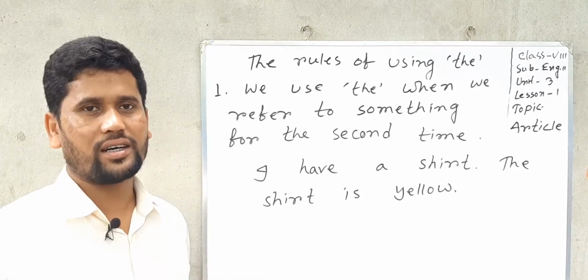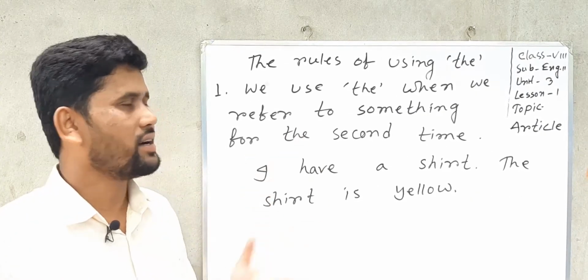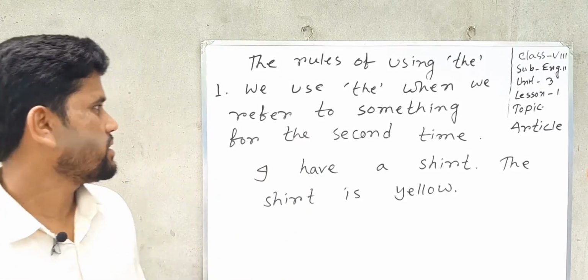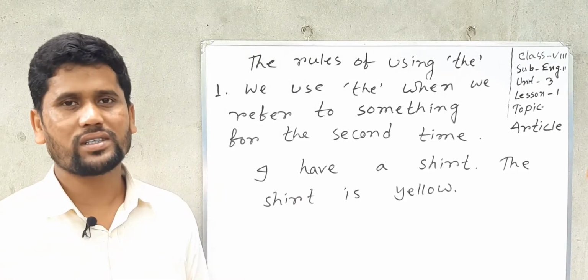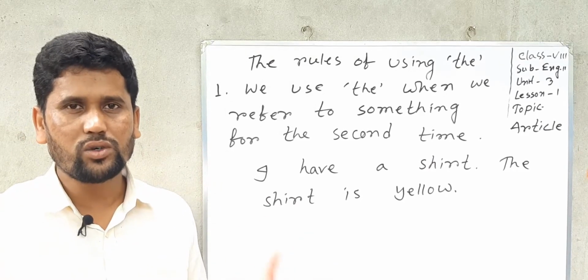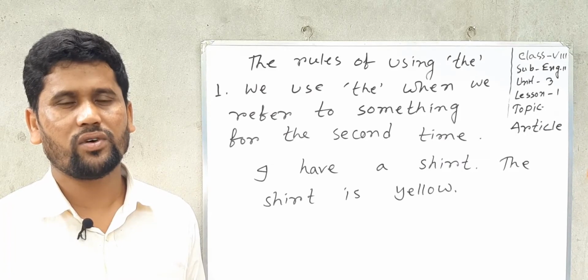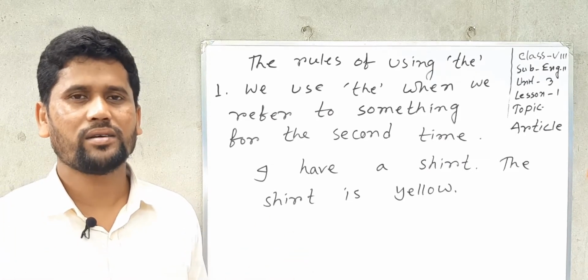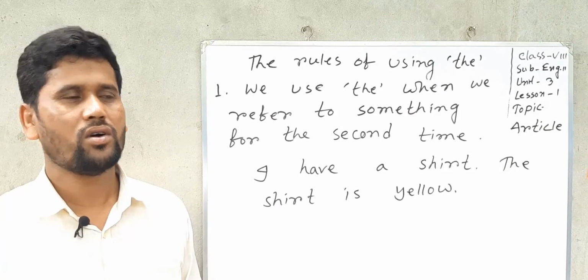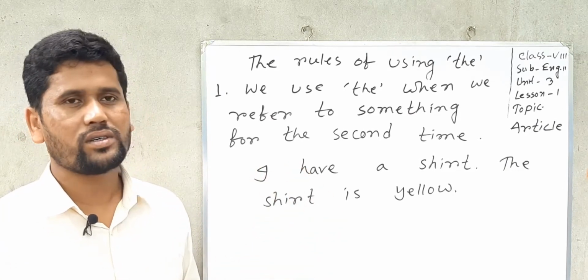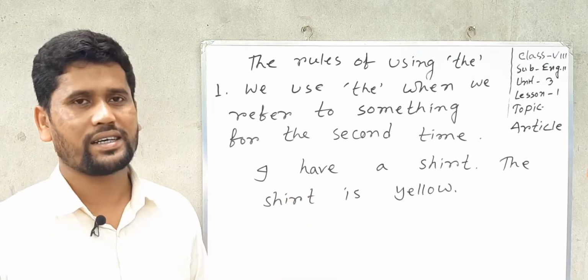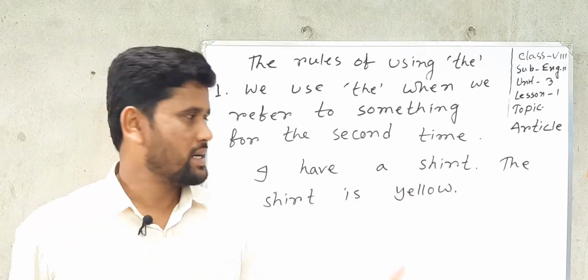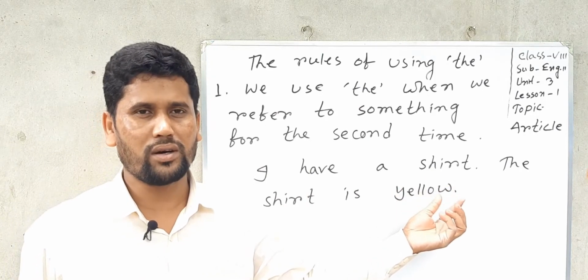Now let's start where we can use the rules of using the. We use the when we refer to something for the second time. Usually we use a or an before a singular countable noun, but we can use the before a singular countable noun when we refer to it for the second time. Here you see I have a shirt, a lot of shirts I have, but I mention here a shirt, so it's a common noun, singular.